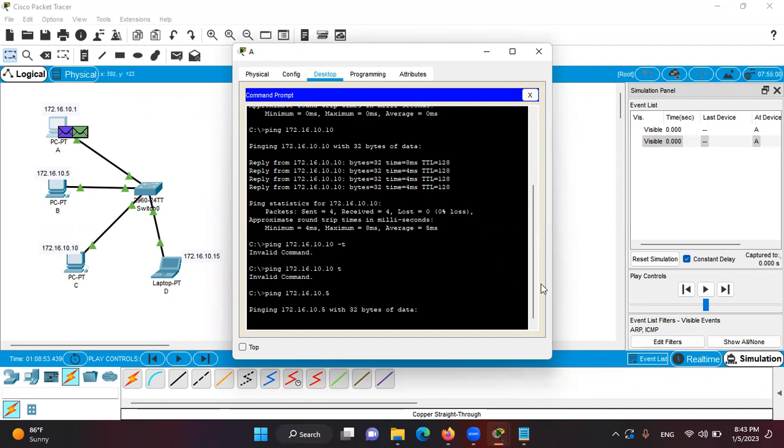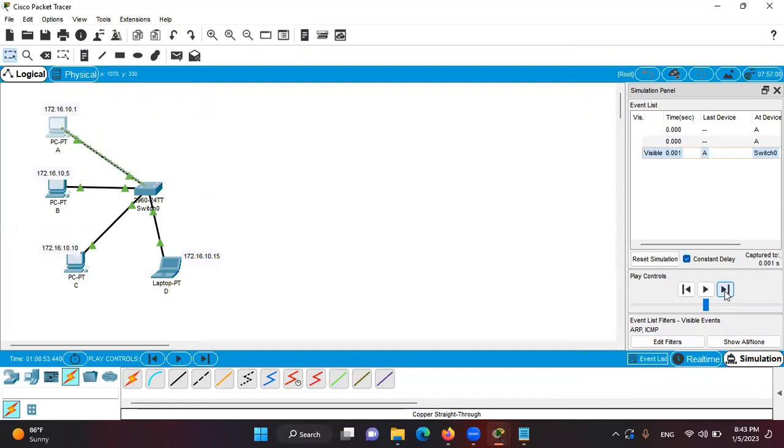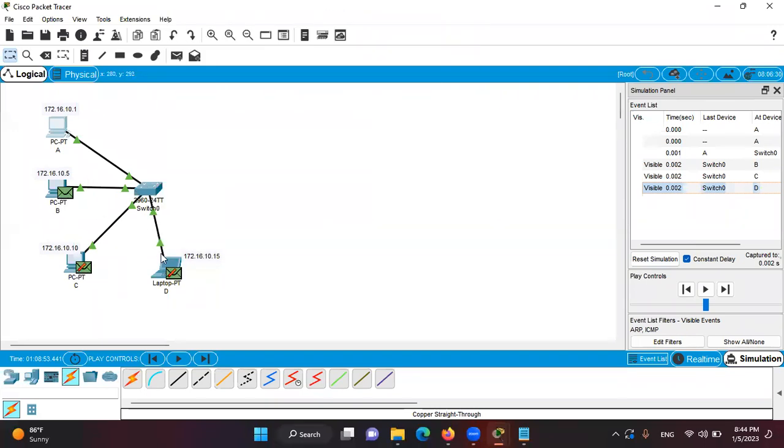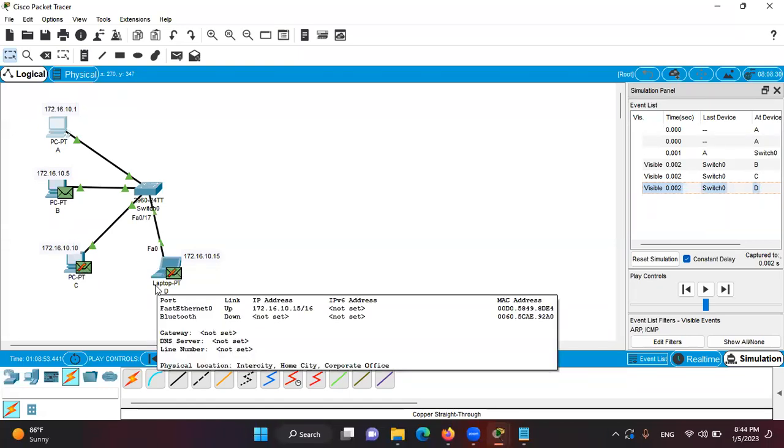First, this will send the ARP message, you can see. ARP message is the line. It has the opcode. So what this ARP does is it broadcasts the message to all the computers, and the relevant computer will reply, I am 10.5.